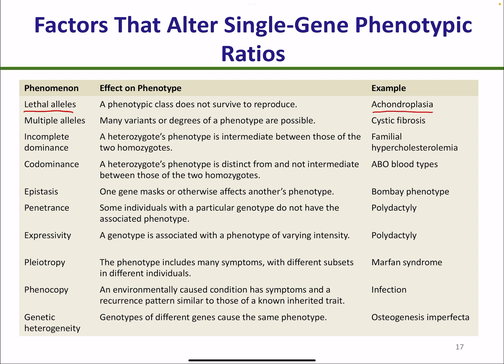Achondroplasia is an example of that, right? Multiple alleles, so many variants or degrees of phenotypes are possible. We have another example, cystic fibrosis. So please review this entire slide. It's going to be very relevant, very important, and it's going to help you better grasp the information.